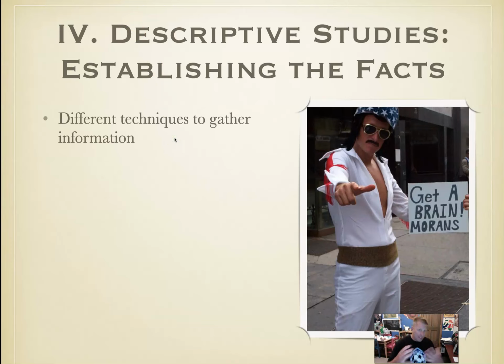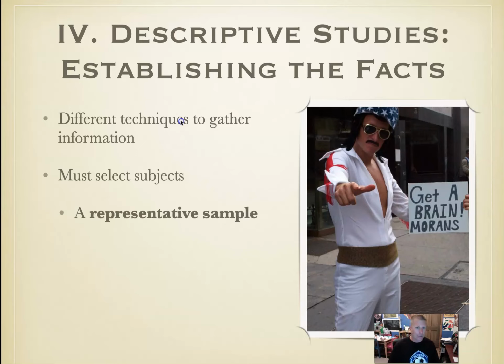Descriptive studies. So there's different techniques because psychology is based on empirical data and using the scientific method. There are different techniques to gather information. You have to select subjects. If you're going to study, I don't know, people's reactions to a scary snake, you have to select your subjects. You're going to have men, women, older, younger. You're going to have different races. You're going to have different ethnicities or religions and things like that. So you have to select those things.